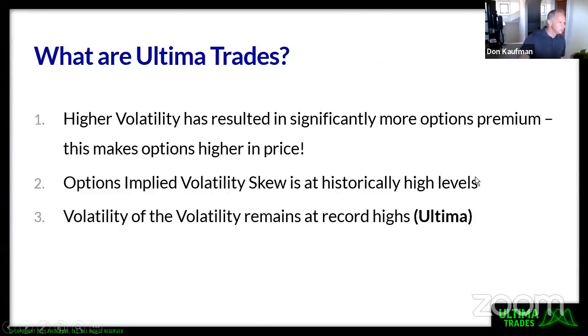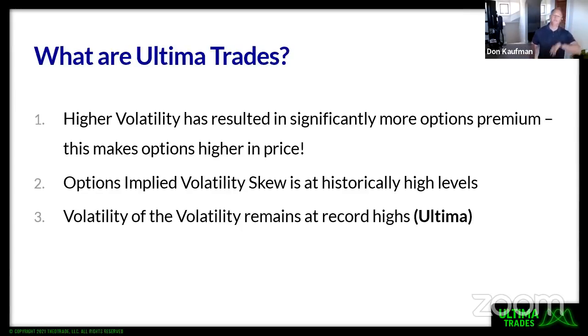What does higher volatility really do? Makes option prices higher. Option prices are quite juicy. Options implied volatility skew is also at historically high levels. Time out. We're geeking out on you already. Okay. Skew is freaking phenomenal. Doesn't even matter how high the VIX is.